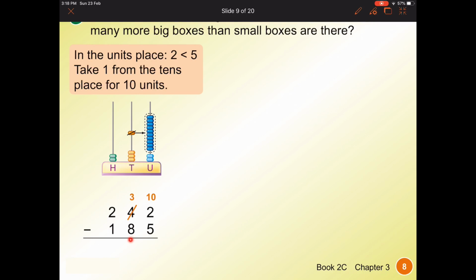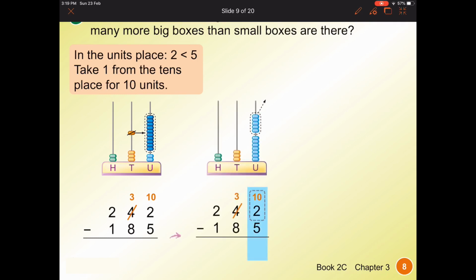And be sure to cross off the digit 4 in the number on top, and then mark it with a little 3 above. And also be sure to mark the little 10 above the digit 2. So we're ready to do the calculation in the units place. 10 plus 2, we have 12. 12 minus 5, we have 7.